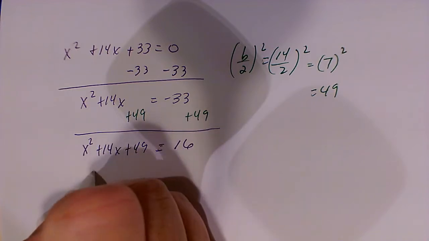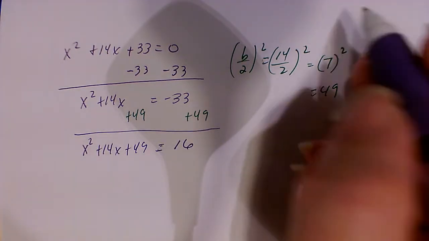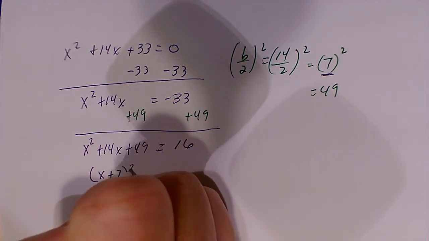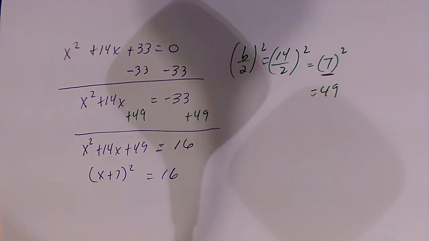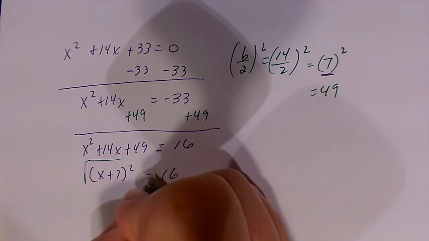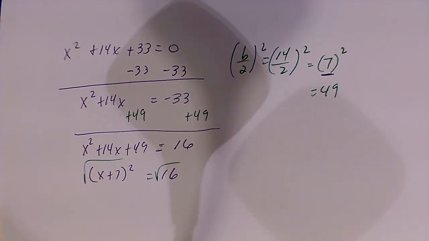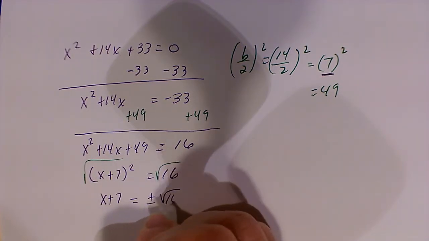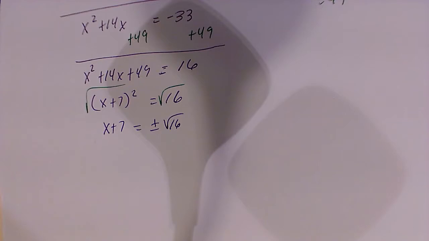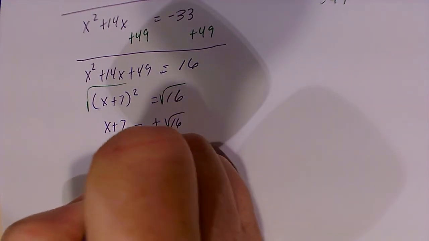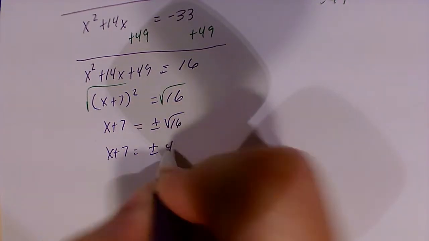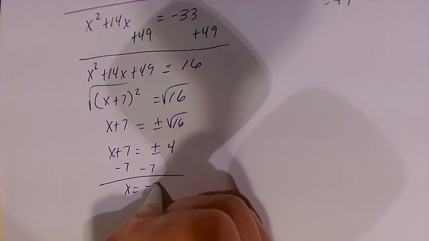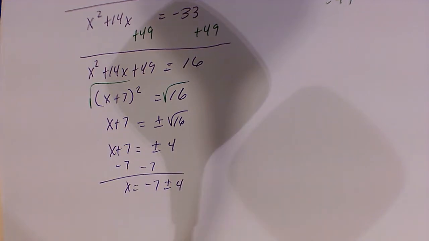Now we can factor this side using what we know, it's going to be this number right here. So it'll be x plus 7 squared is equal to 16. We'll take the square root of both sides to solve, and that'll get us x plus 7 is equal to plus or minus the square root of 16. The square root of 16 is 4, so it gets us x plus 7 is equal to plus or minus 4. Subtract our 7, and we get x is equal to negative 7 plus or minus 4.